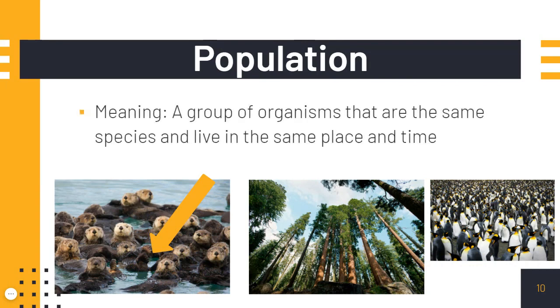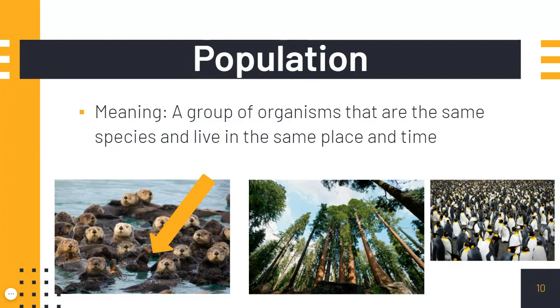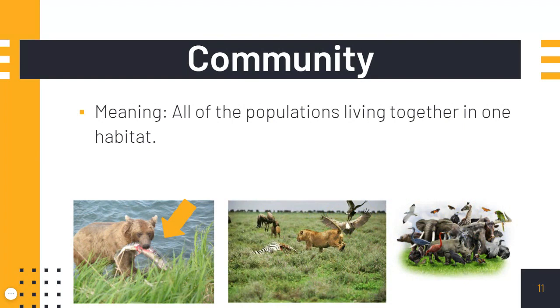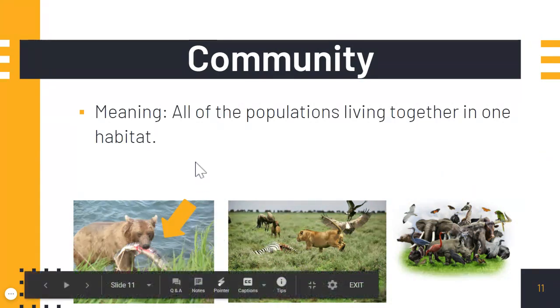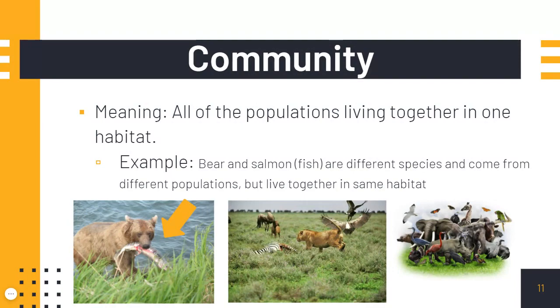Population. Population is a group of organisms that are the same species and live in the same place and time. So here is a population of penguins. It can be a population of cardinals, population of squirrels. Community. All of the populations living together in one habitat. So in this example, you see the fish and the bear living next to the river. They're all living together in the same habitat.